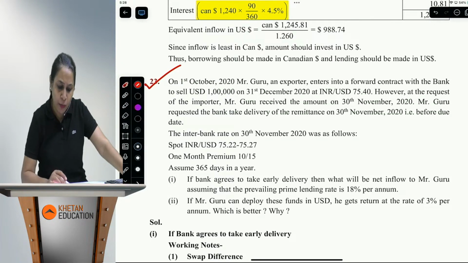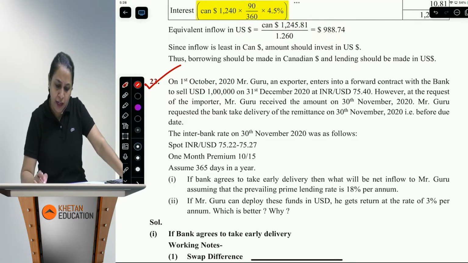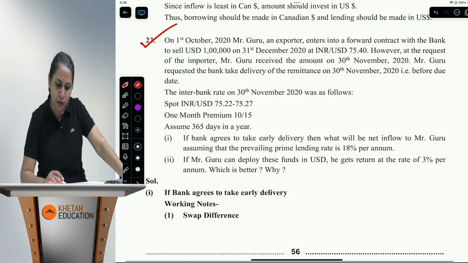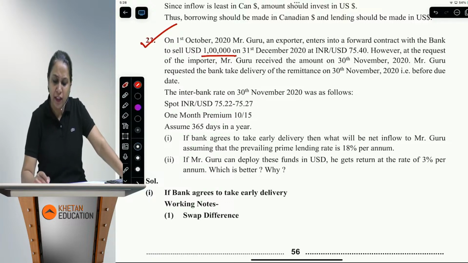Now, on 1st of October 2020, Mr. Guru, an exporter, okay, enters into a forward contract with the bank to sell $1 lakh on 31st of December 2020. Where are we standing? 1st of October. Okay, so October, November and December, this is 3 months, and the question is of an exporter at rupee per dollar 75.40. That means this is the rate at which this has been promised to be delivered and sold, 75.40.